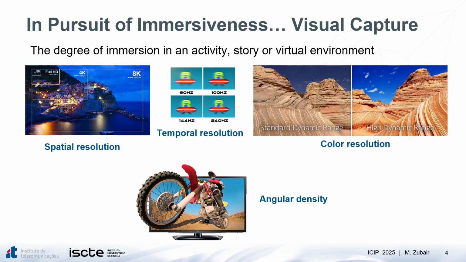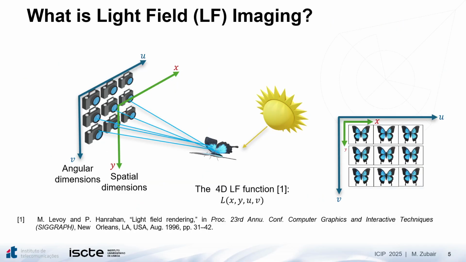This angular density can be achieved through light field imaging. So we should also know what light field imaging is. Light field imaging does not have only spatial dimensions, it also has the angular dimension. This angular dimension enables us to generate dense light field views from sparse input views. This idea was actually proposed by Levoy and Hanrahan in 1996.